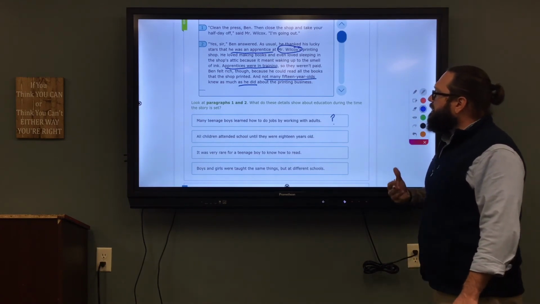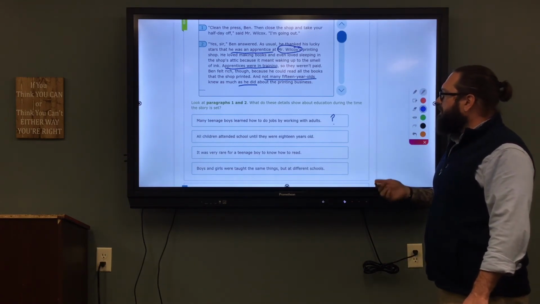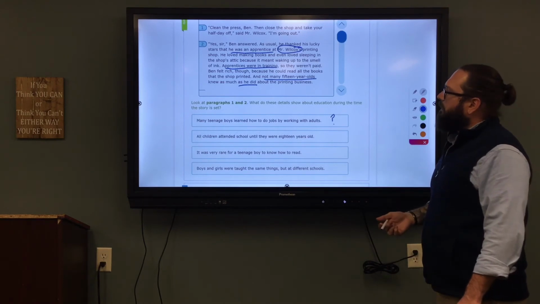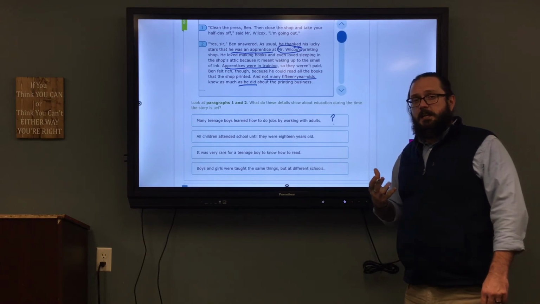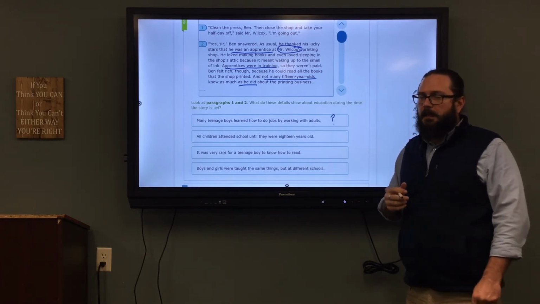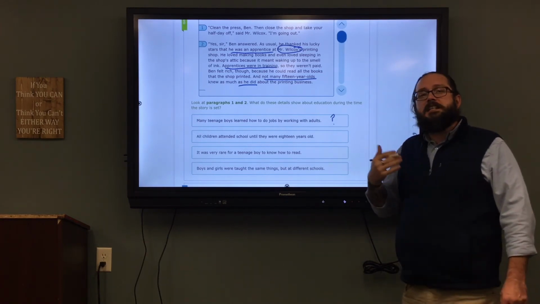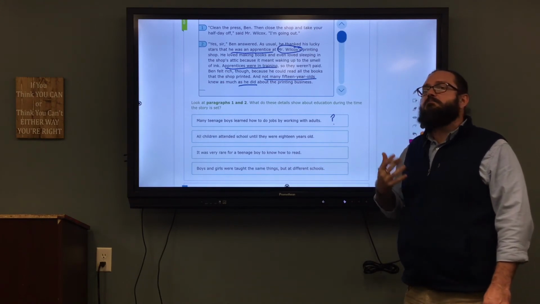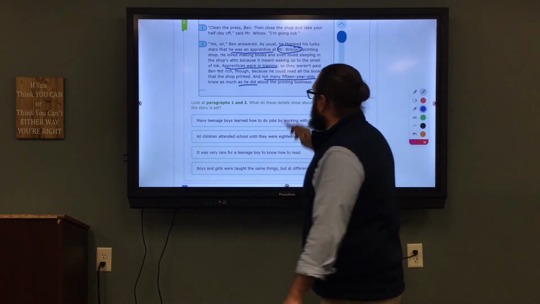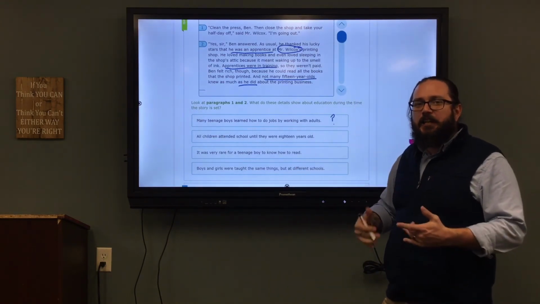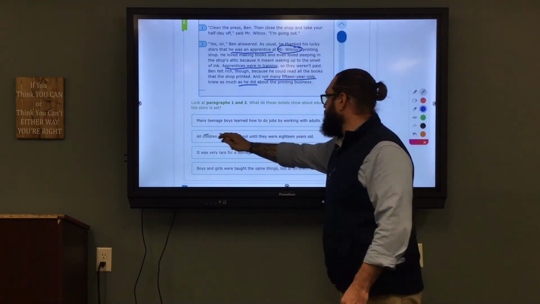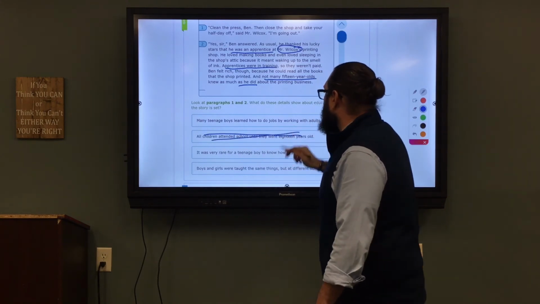All children attended school until they were 18 years old. Based on the information in the story, is Ben in school? No. We're told he is an apprentice and he's working at a printing shop. He's 15 years old, which rules out that they're attending until they turn 18. So we can definitely rule that out.